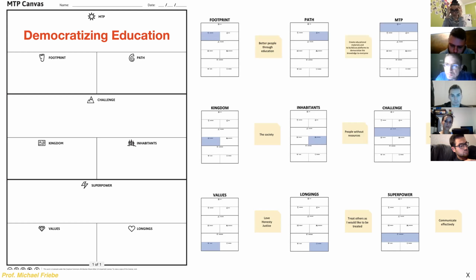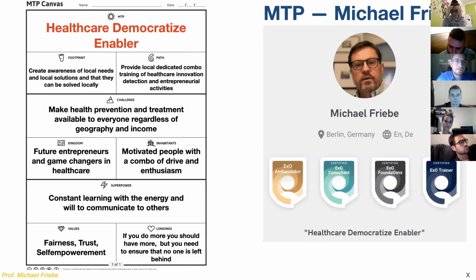And then with all these buzzwords I have, I can create myself an MTP. I have done this for myself, so you can actually look at that. My values were fairness, trust, self-empowerment, longings. If you do more, you should have more, but you do need to ensure that no one is left behind, etc., etc. And I'm very much dedicated to the healthcare environment. This is kind of like my kingdom, and my MTP, which I have followed for the last 2 years now, is healthcare democratize enabler.